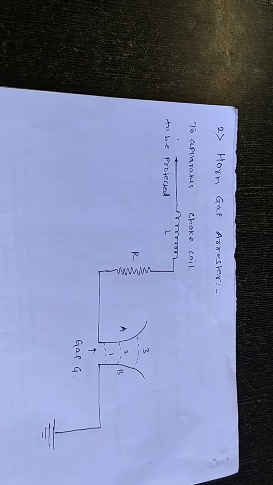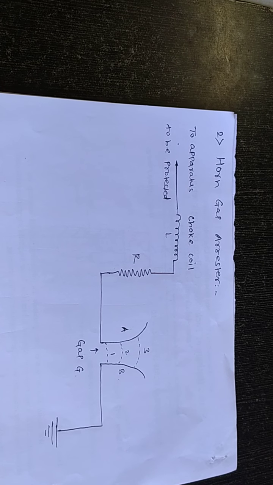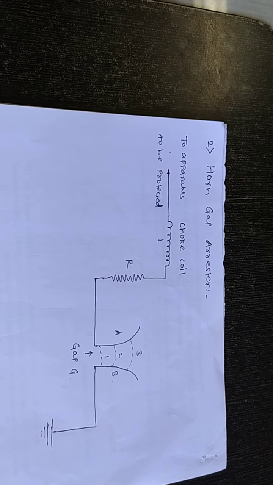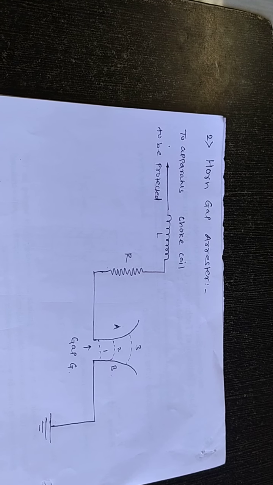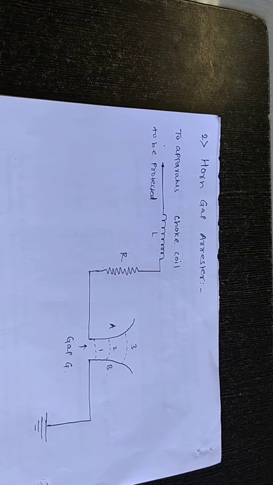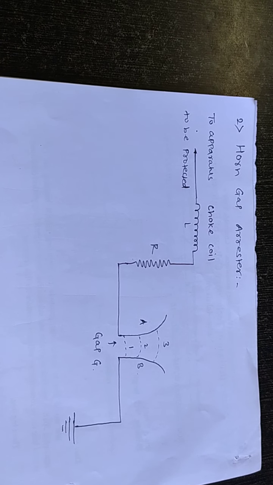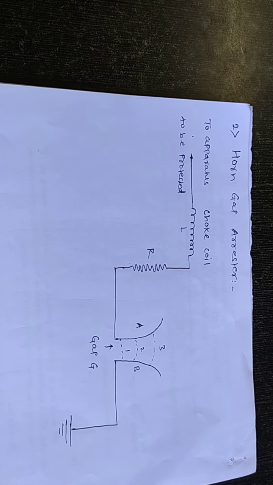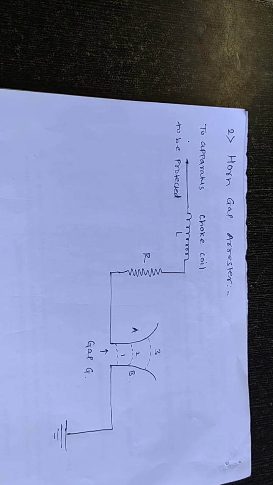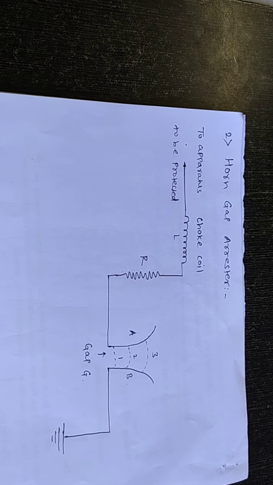The second one is the horn gap arrestor. It consists of two horn-shaped metal rods A and B separated by a small air gap. The horns are so constructed that the distance between them gradually increases towards the top. See the dotted lines 1, 2, 3 in the image, which means the gap increases in the upward direction. The horns are mounted on a porcelain insulator. One end of the horn is connected to the line through a resistance R and choke coil L, and the other end is connected to the earth.